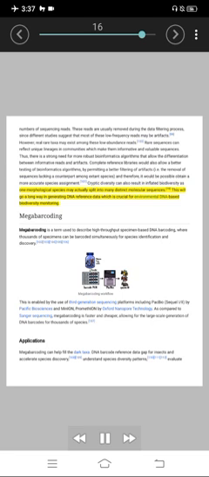Megabarcoding. Megabarcoding is a term used to describe high-throughput specimen-based DNA barcoding, where thousands of specimens can be barcoded simultaneously for species identification and discovery. 102, 103, 104, 105, 106.